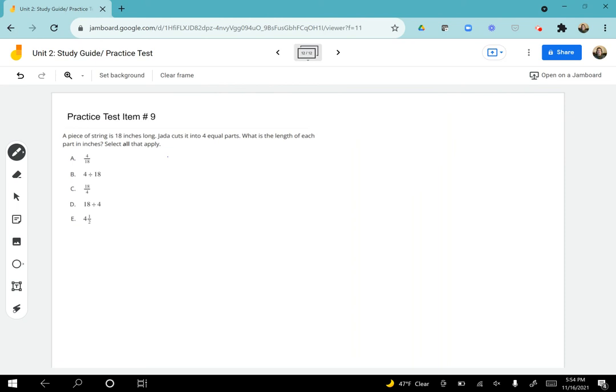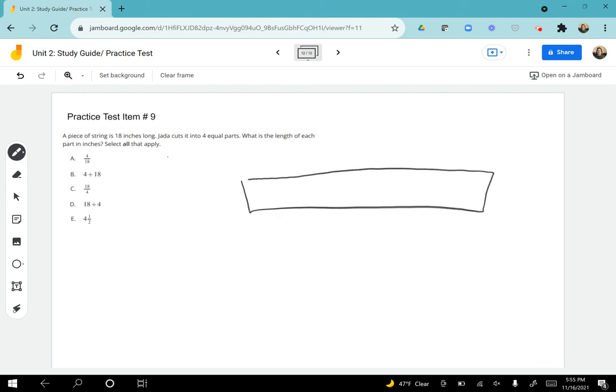Okay. Here, students just need to select all the expressions that would match the situation presented. A piece of string is 18 inches long. Jada cuts it into 4 equal pieces. What is the length of each part in inches?